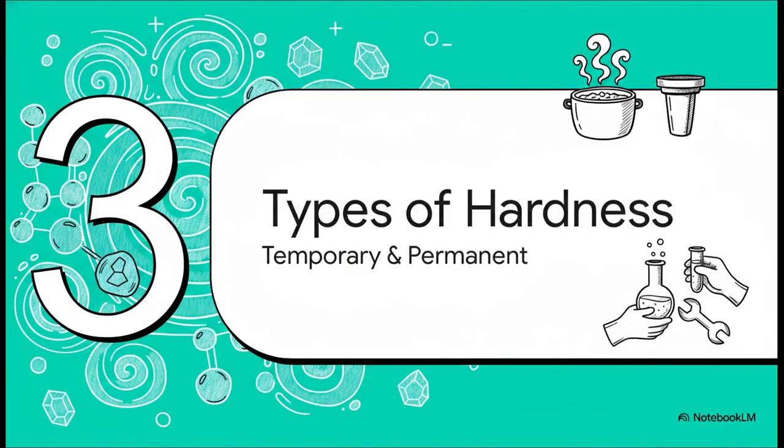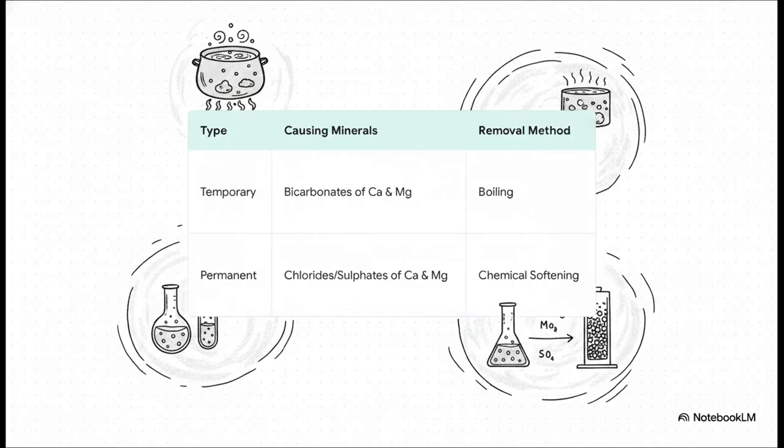Now don't let this overwhelm you, because there are really only two types of hardness to remember. Okay, if you're studying this for a class, take a deep breath. I know it might seem like there are endless chemical reactions to memorize, but you really only need to categorize these mineral souvenirs into two simple types. Think of this as your cheat sheet.